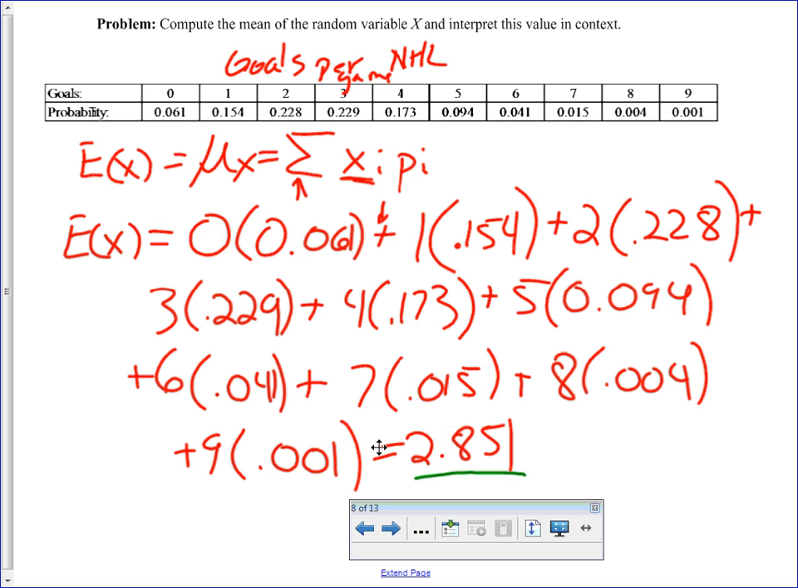That's the expected value. And we're going to play a lot more with expected value in our next class, because expected value is kind of how everything runs in Vegas. When we start looking at different casino games, the expected value will be what you can expect to win or lose on any particular bet.